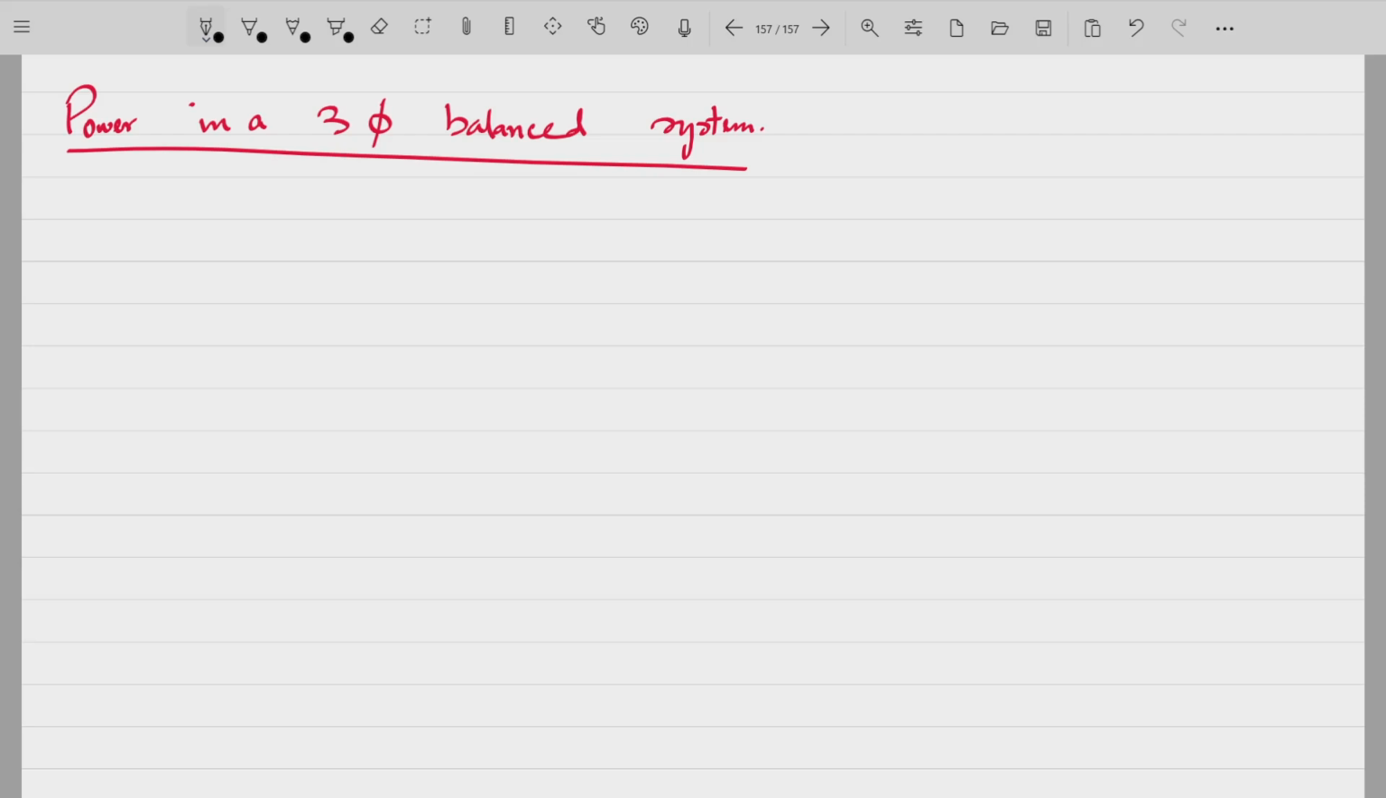We'll be deriving the power equations in a three-phase system today: the average power, the instantaneous power, real power, reactive power, and the apparent power of a three-phase system. Now it will be slightly different from a single-phase AC system, and we'll see what those differences will be.